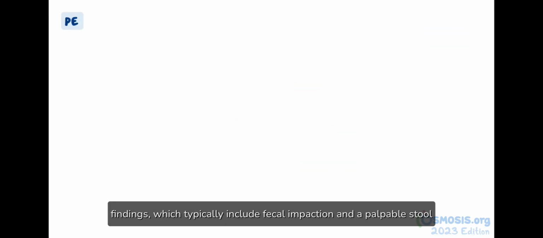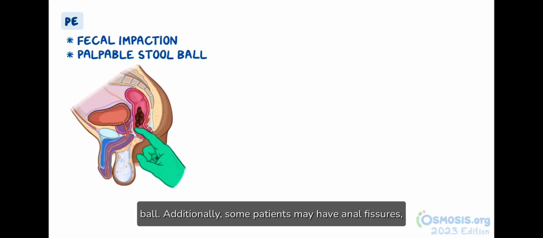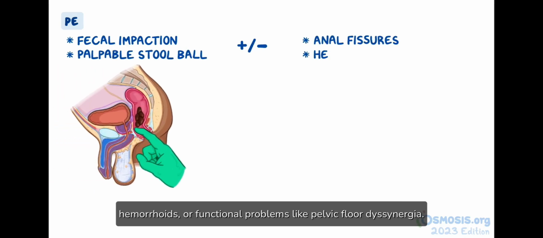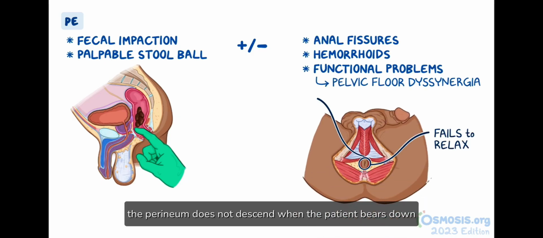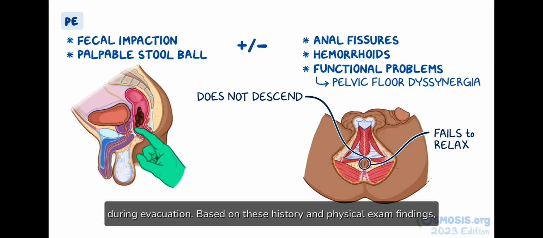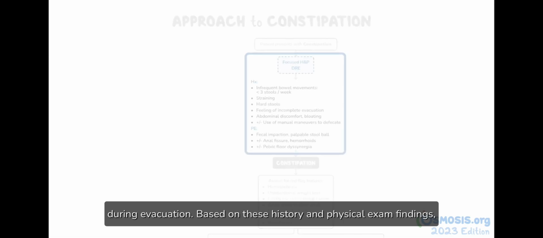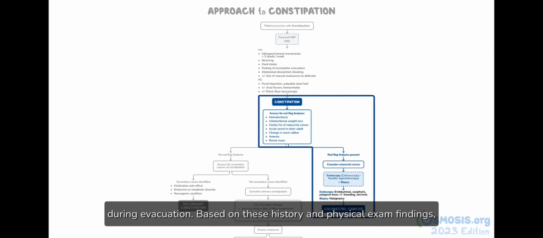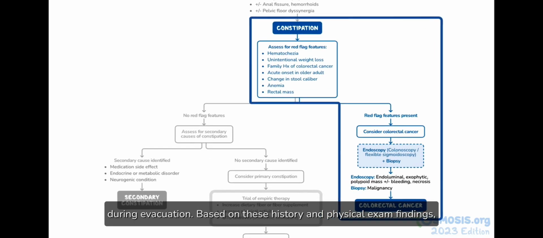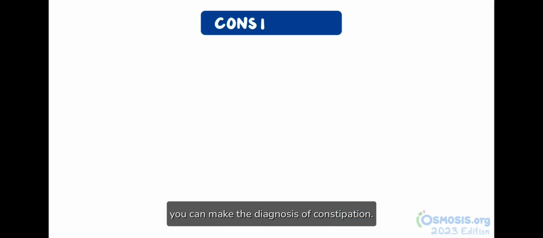All right, moving on to the physical exam findings, which typically include fecal impaction and a palpable stool ball. Additionally, some patients may have anal fissures, hemorrhoids, or functional problems like pelvic floor dyssynergia. This is when the anal sphincter fails to relax, or the perineum does not descend when the patient bears down during evacuation. Based on these history and physical exam findings, you can make the diagnosis of constipation.